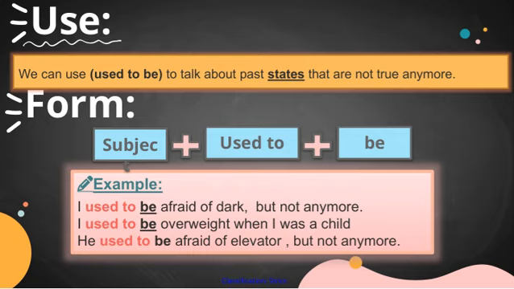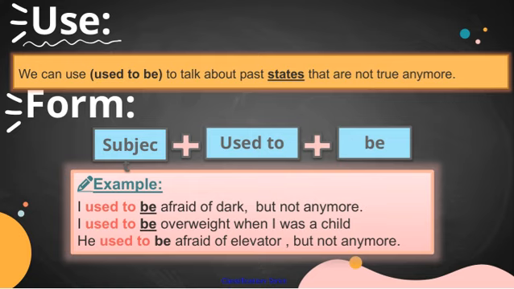Now let's talk about how we can use used to describe past states that are no longer true. Essentially, used to helps us talk about things that were true in the past but have changed. The structure is simple. We use the subject followed by used to, then the verb be. For example, I might say, I used to be afraid of the dark, which means I was afraid of the dark in the past, but I'm not anymore. Or, I used to be overweight when I was a child, indicating a past condition that has changed. Another example is, he used to be afraid of elevators, but now he's no longer afraid.